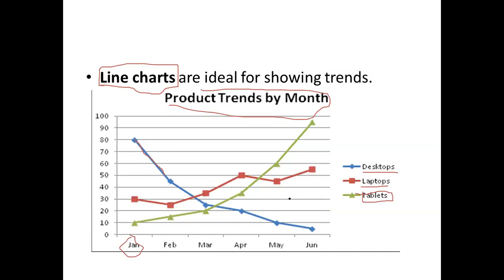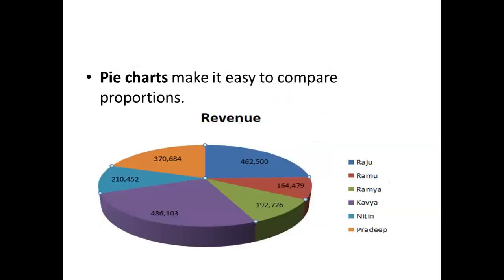So a line is just trying to tell you that the trend has been like this. You see that? That is what you can attain from a line. And then we have a pie chart. A pie chart is one of the most common ways of trying to display data.